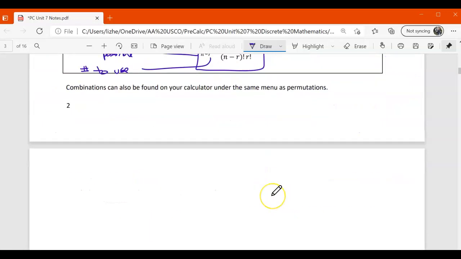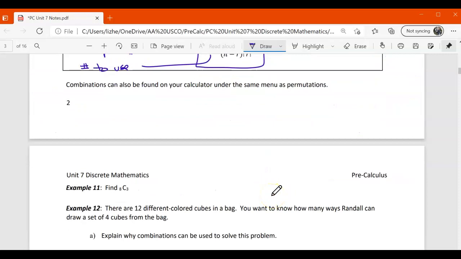Let's see. Oh, I do want to point out one thing here, that there are usually fewer combinations than permutations. I should write the word usually, just to keep all things safe. Fewer combinations than permutations. Why is that?